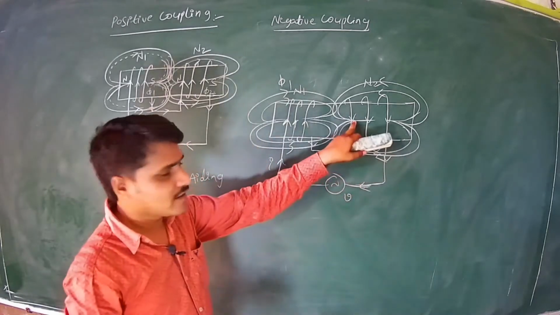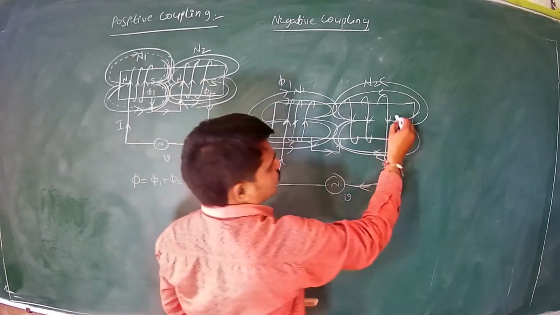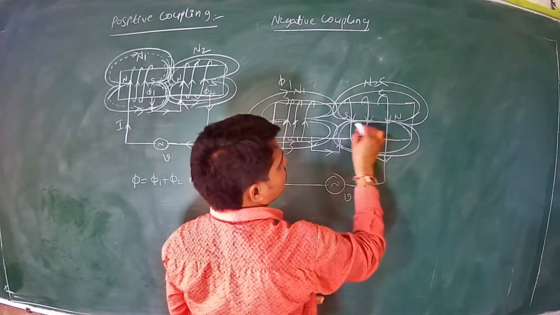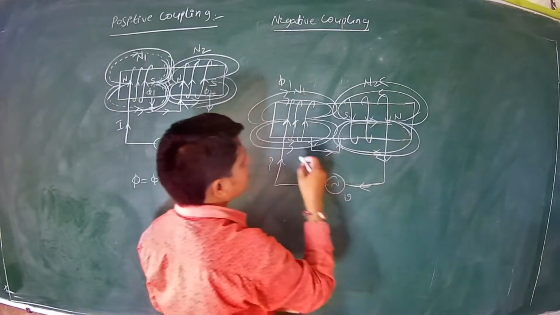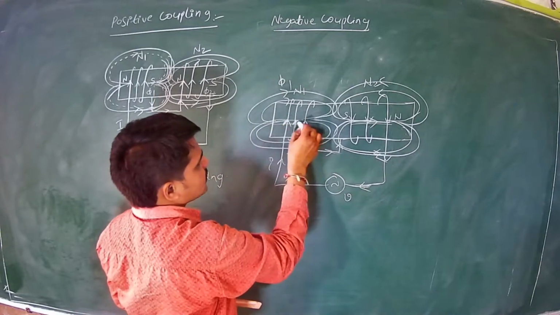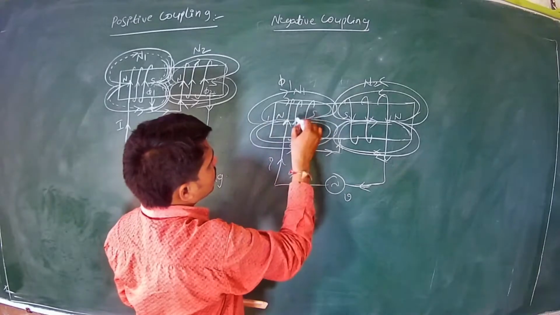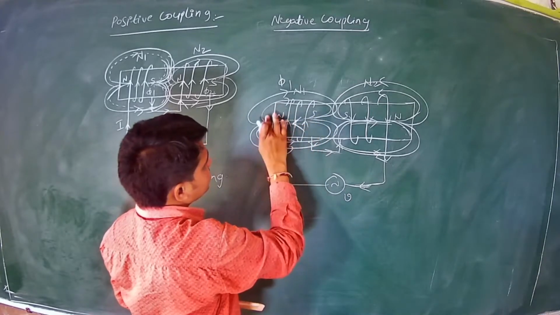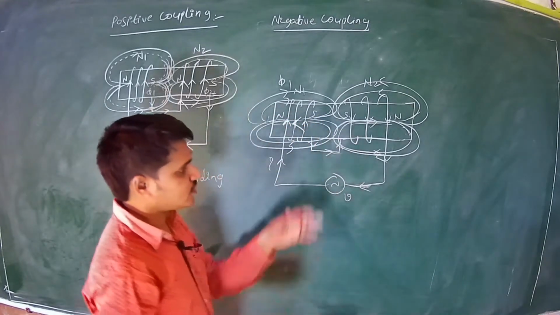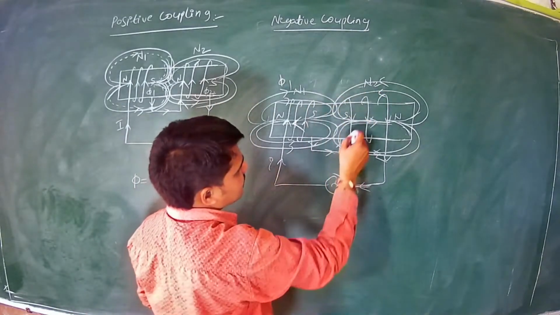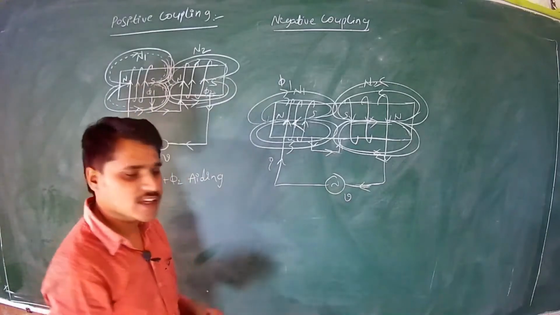Of course, outside the magnet the flux flows from north to south, but inside the magnet the flux flows from south to north. Here also the flux flows from south to north. Now see here, this is the north pole, this is the south pole. South to north like this, but here also south to north. Now see here, this flux and this flux are opposing each other.